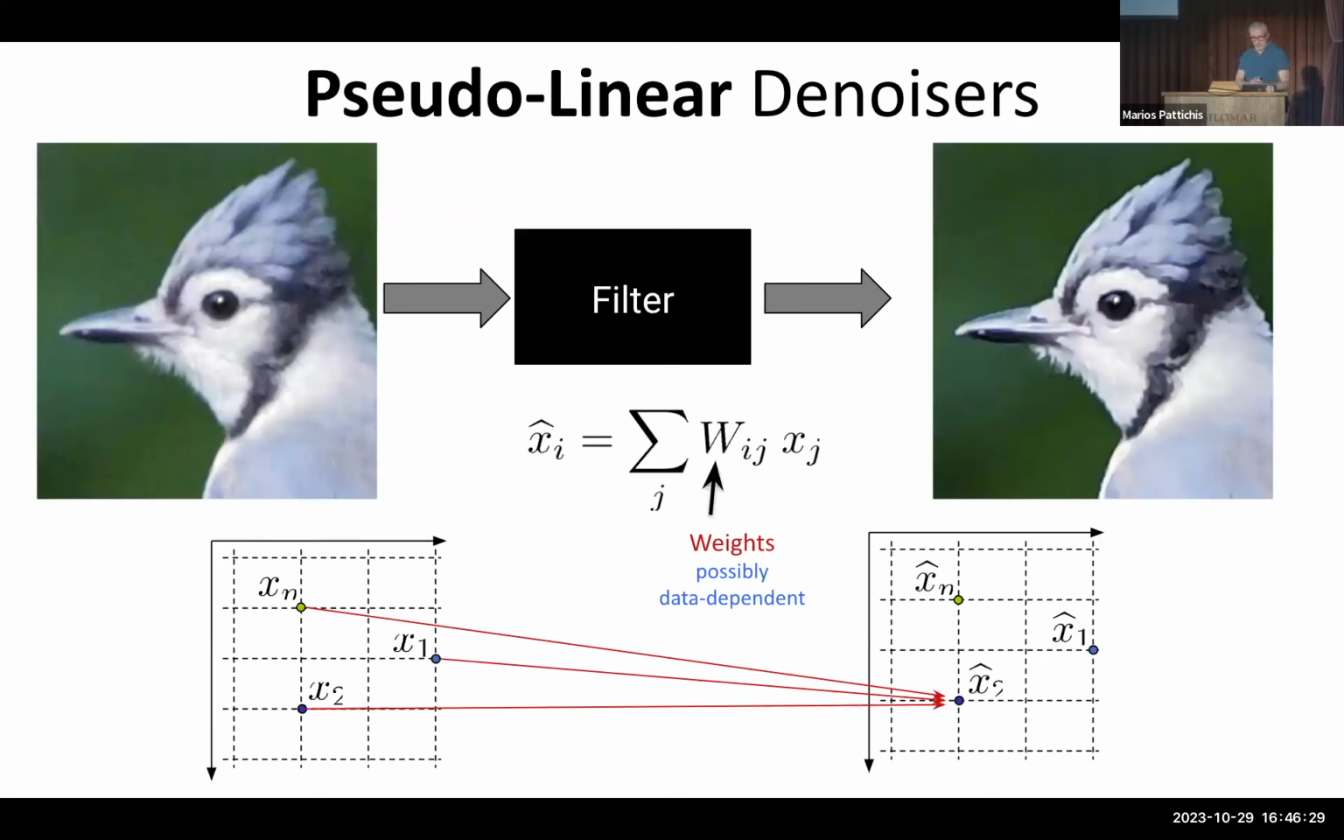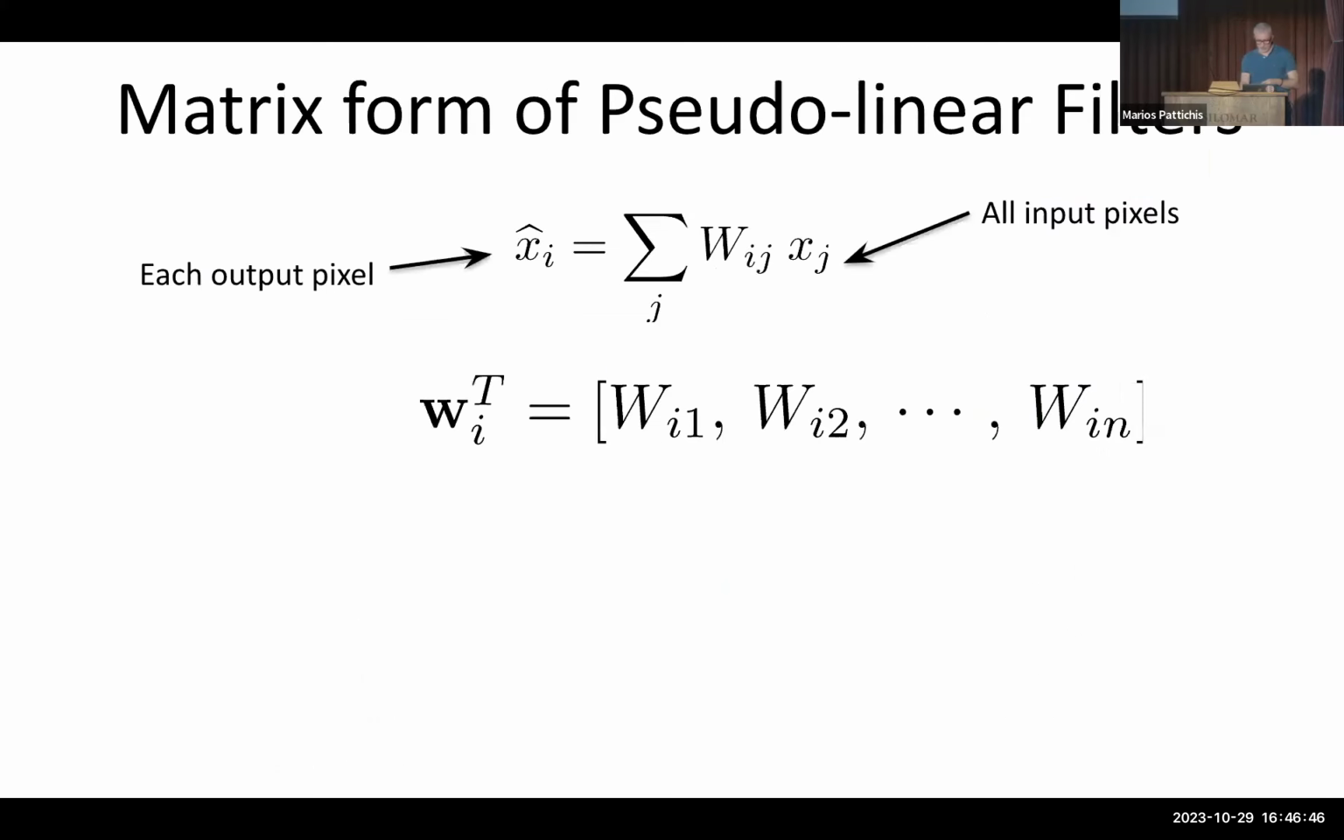All right, so let me talk about pseudo-linear denoisers first. As I said, it's just like linear filters. You have the input pixels getting added with some weights and they point to an output pixel, but let's imagine those input pixels affecting the weights that you're using.